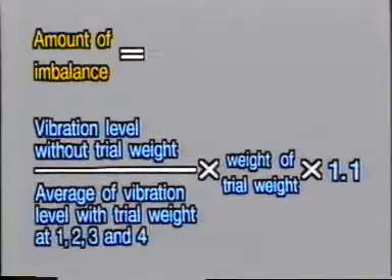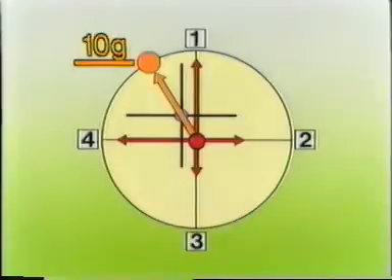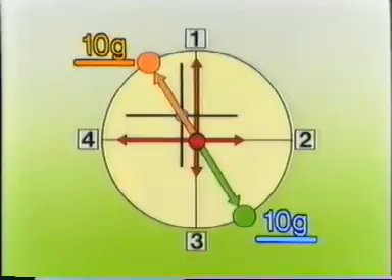The amount of imbalance is determined by this formula. When we calculate the measured data according to this formula, we find that the amount of imbalance is equal to 10 grams. Because the results indicate that an imbalance of 10 grams exists in this direction, we need to add the same amount of weight on the opposite side of the shaft in order to eliminate the imbalance. Please refer to the NVH diagnosis manual for details.